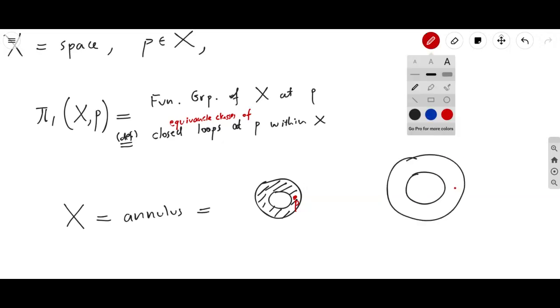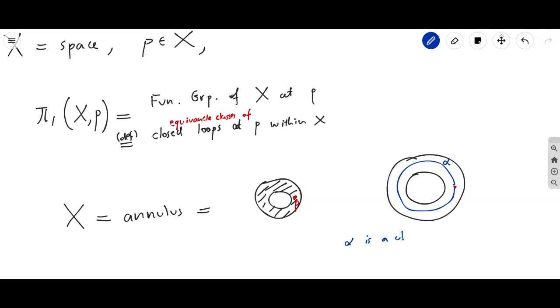So here's an example of a closed loop. So here's our point P. So an example of a closed loop would be something that goes around like this. Okay, so let's call this alpha. So alpha is a closed loop at P. So it begins and ends at the same point. So that makes it closed. And it goes around in the loop. And let's say alpha goes around like this, counterclockwise.